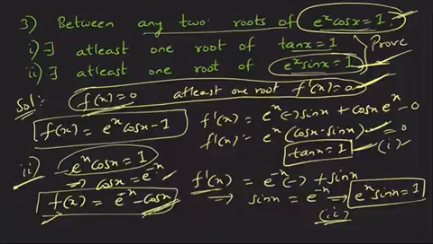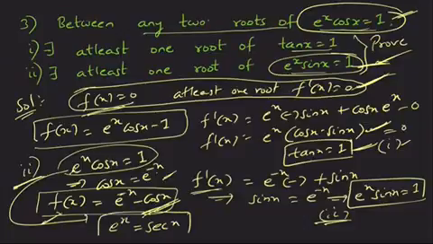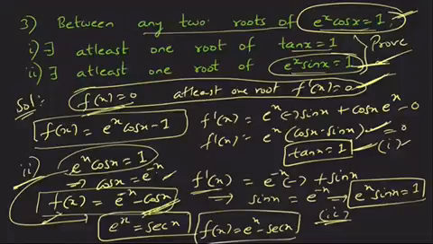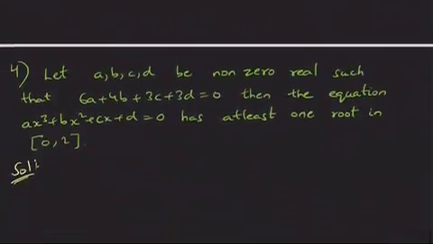Now you can try another manipulation here. It might be interesting, I have not tried, but you can manipulate this function in this way also, and now you can assume a new function which is e power x minus secant x, and you can apply Rolle's theorem on this function as well. So the key idea in this problem was the first one, and then we are manipulating the given function and differentiating it. So I hope you like this problem. Now let's move on to the next one.